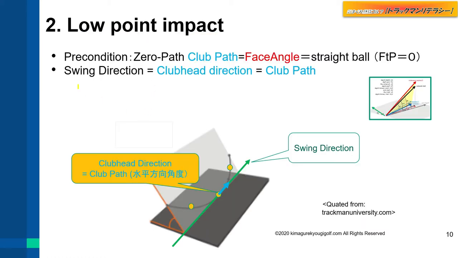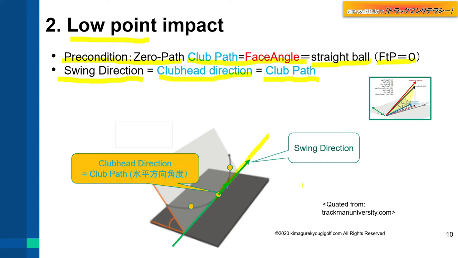In this video, we have a precondition, which is a zero path. Zero path means club path equals face angle. Face to path is zero. Straight ball. Okay? And what happens when we hit at low point? In this case, the normal of club head direction equals the swing direction. And since the club head direction is horizontal, it is also equal to club path. This means that the ball goes straight to the swing direction, club head direction.